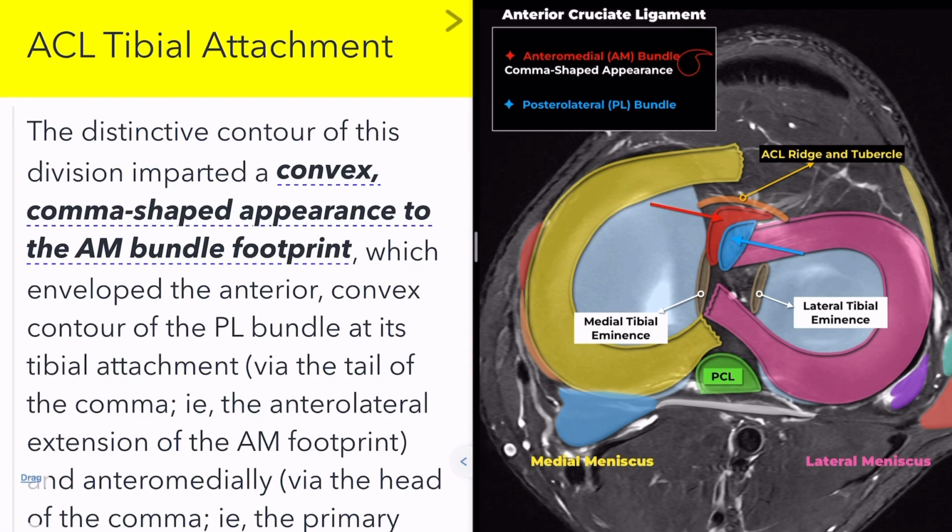The anteromedial bundle of the ACL has a distinctive convex, comma-shaped appearance at the tibial insertion. This comma shape encompasses the posterolateral bundle's anterior, more convex contour.